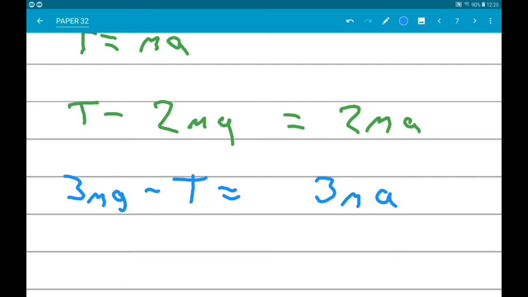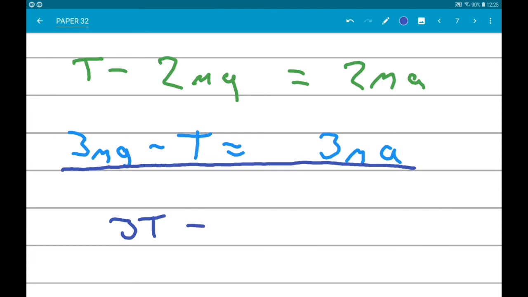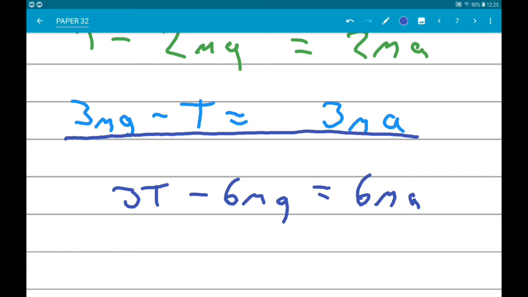Simultaneous equations. So if we turn each of these into a form with 6ma, we're going to get 3T minus 6mg is equal to 6ma, and 6mg minus 2T is equal to 6ma.